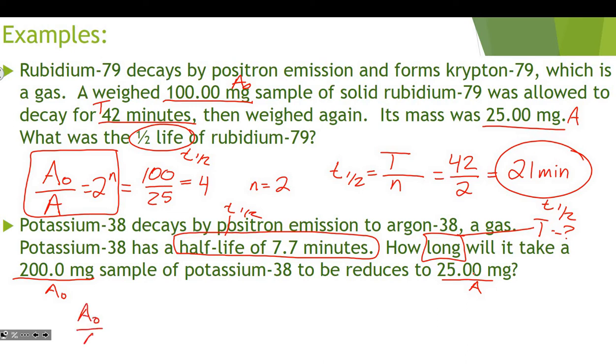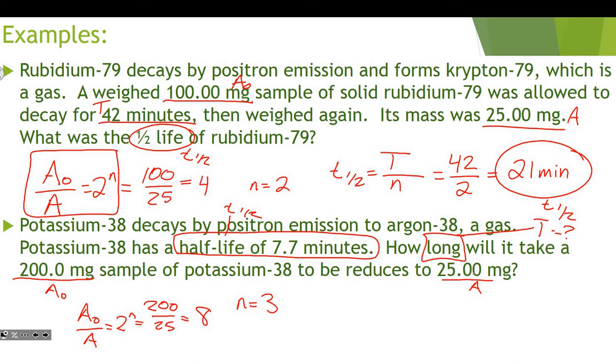A0 over A, which is equal to 2^N, which is equal to 200 divided by 25, which will be what? Okay, 2 times what power is 8? Well, 2 times 2 is 4, times 2 is 8. So N is 3, right?